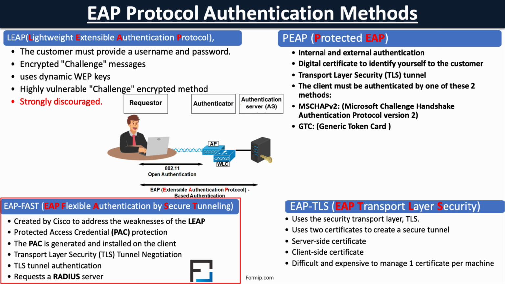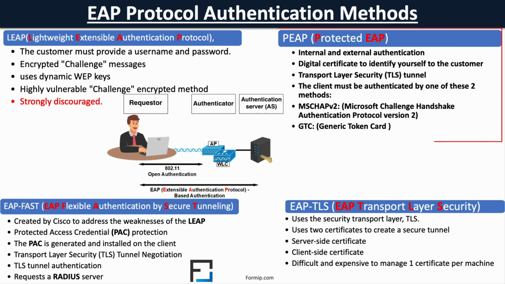This method is a sequence that takes place in 3 phases. To begin with, the PAC is generated and installed on the client. Then, once the client, the supplicant, and the authentication server have identified each other, they will negotiate a TLS, Transport Layer Security, tunnel. And finally, the end user can then be authenticated through this TLS tunnel for added security. As with other EAP-based methods, this requires a RADIUS server, which must function as an EAP-FAST server in order to generate PACs per user. Now let's move on to the next method.